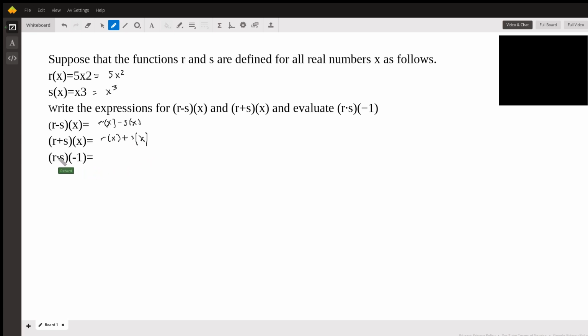Now here, notice the dot is filled. So that means it's multiplication. Notice I'm using a filled dot here. I'm going to add one thing more to the list, which is r of s of x. Notice I'm using an open dot, and that's r of s of x.